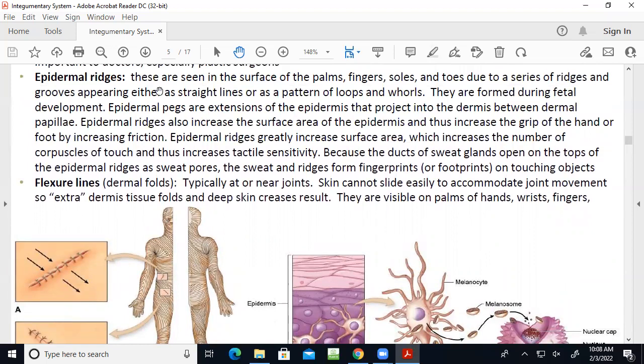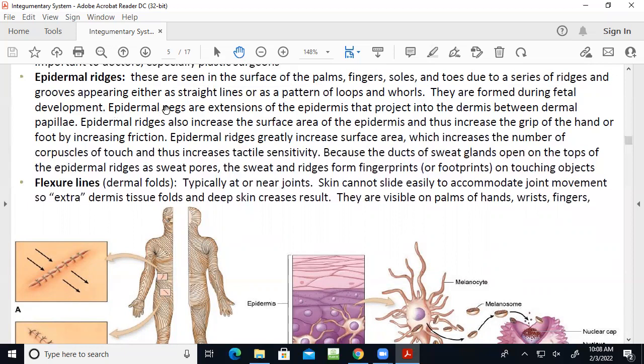Okay. Epidermal ridges are seen in the surface of your palms, the fingers, the soles, and your toes, due to a series of ridges and grooves appearing as either straight lines or as a pattern of loops and whorls. So looking at your hands, you can see those little lines running all over the place. You see them in the palms and in your fingers. We form them during fetal development, so even before we're born.